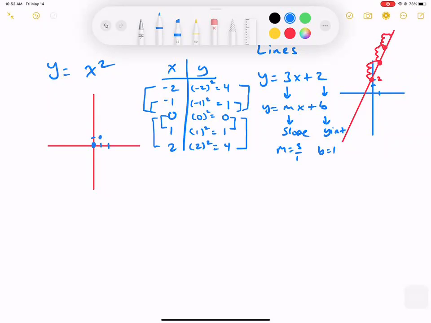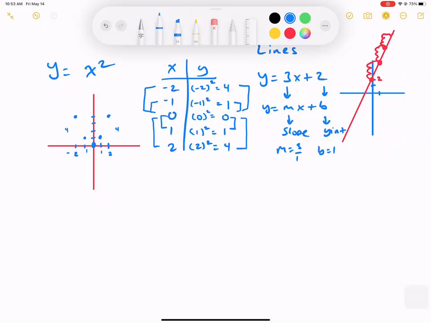2 steps over means 1, 2, 3, 4 steps up. And I tried to point this out last time that these 3 points look like they're in a straight line. 1 step over, 1 step up, 2 steps over, 2 squared is 4 steps up. Okay, so please remember, 2 steps over is 4 steps up, 1 step over is 1 step up.